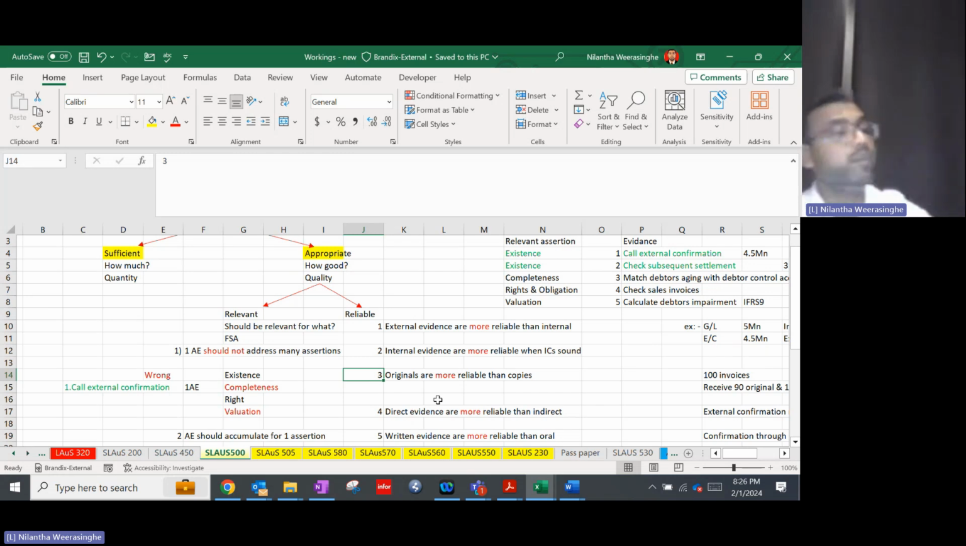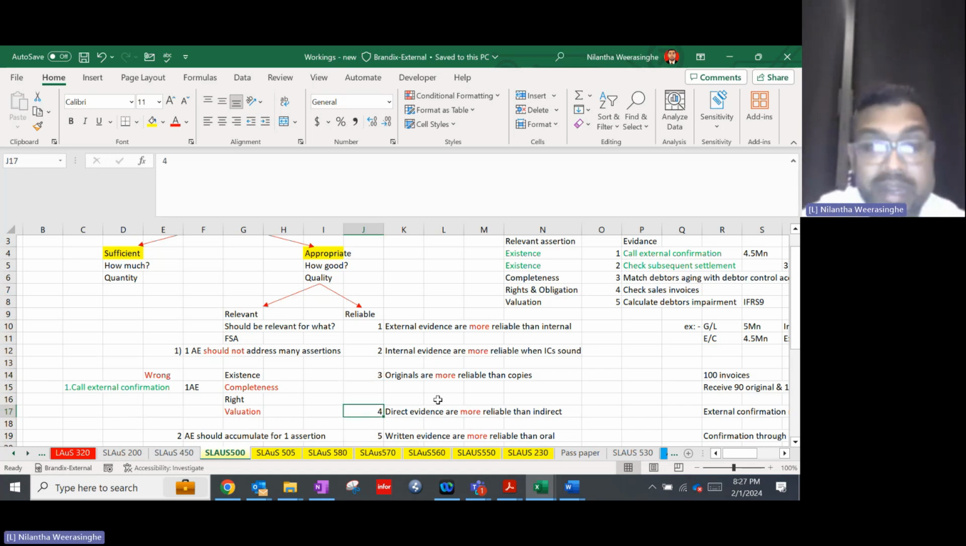Now let's say you're auditing land and building and vehicles. They are giving photocopies of the deed, photocopies of the vehicle registration book, photocopies of, let's say, insurance. So you don't know if they are originals or not. Always remember, originals are more reliable than copies. To be reliable, that is the third characteristic.